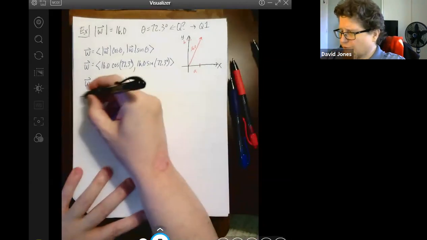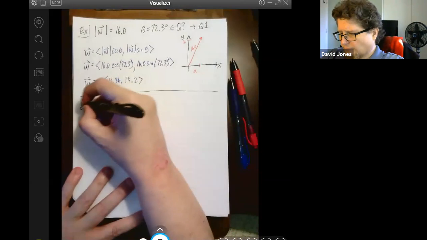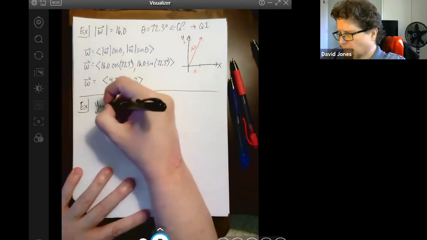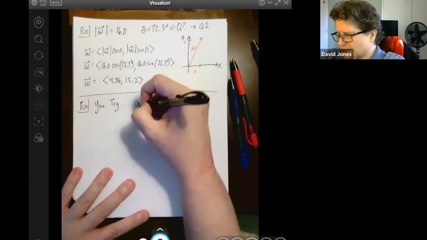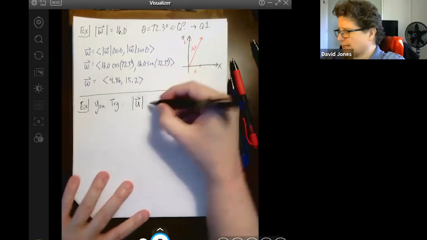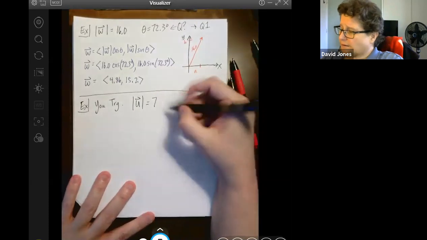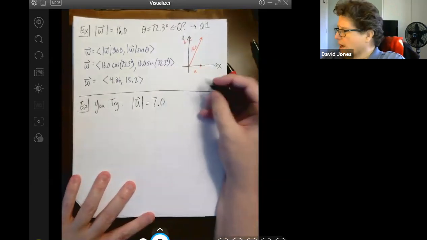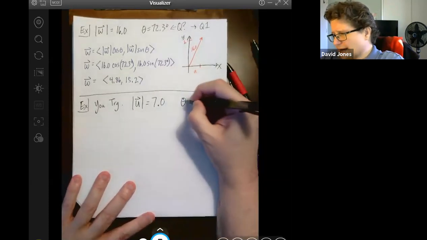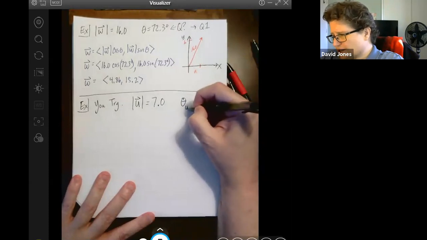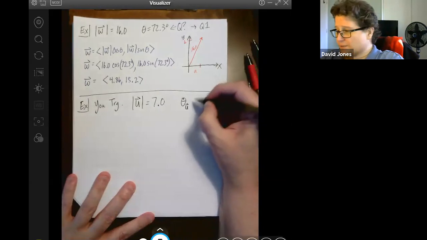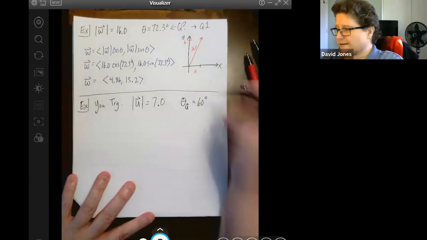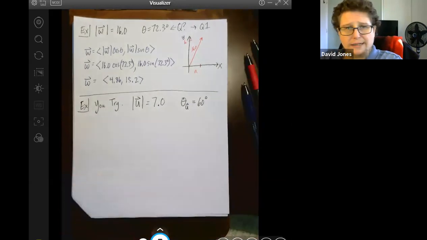Let me give one for you guys to try. We're going to say the magnitude of U, change the letter again, is 7.0. Another way of writing theta is sometimes they use the vector as a subscript to tell you what vector theta is applying to. This is 60 degrees. Go ahead and give that a try.